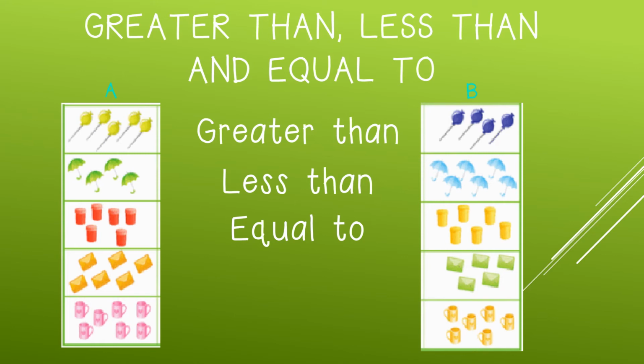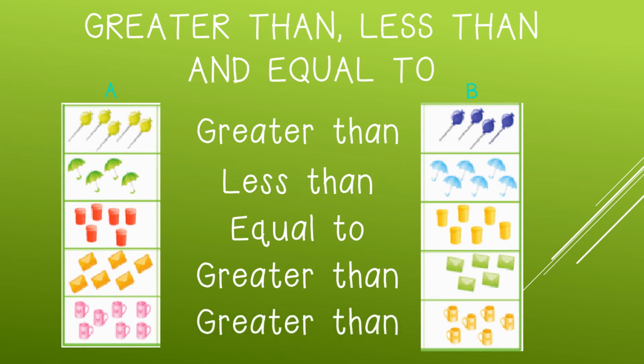In the next row, I have 1, 2, 3, 4, 5, 6 envelopes in column A, and in column B, I have 1, 2, 3, 4, 5 envelopes. So now I will be saying that column A is greater than column B. And in the last example, I have 1, 2, 3, 4, 5, 6, 7 cups in column A, 1, 2, 3, 4, 5, 6 cups in column B. So now I will be saying that column A is greater than column B.